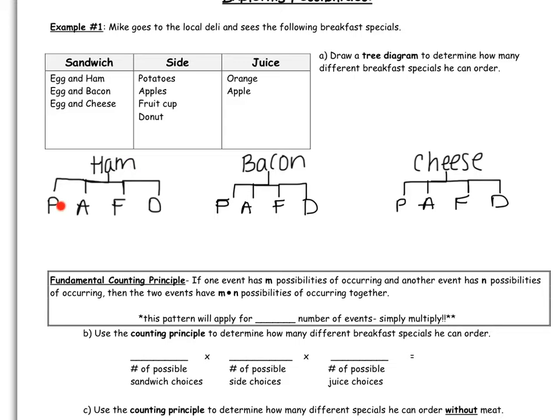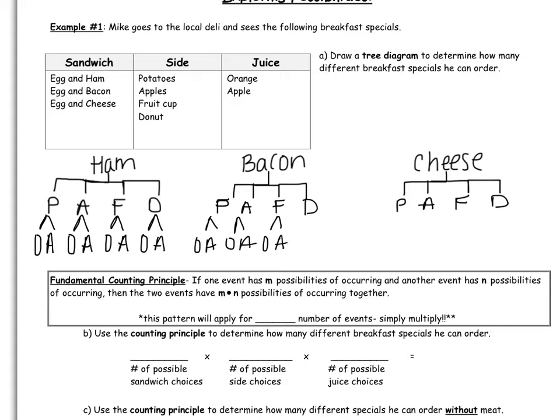Okay, so say he decides to do ham and potatoes. What are his options for a juice? You should be saying orange and apple. So for each one of these, we're going to need 2 branches, because with the potatoes, he can get either apple juice or orange juice. With the apple side, he can get orange juice or apple juice. With the fruit cup, he can get apple or orange juice. And with the donut, he can get apple or orange juice. Same thing for the bacon. And same thing for the cheese. So let's go ahead, label all this.